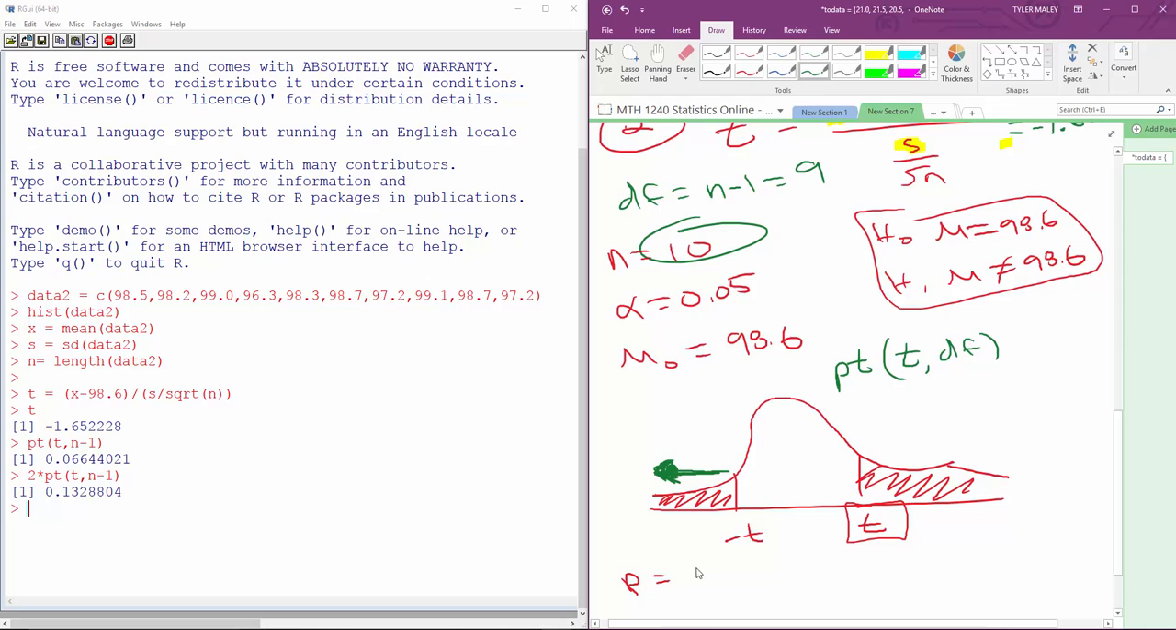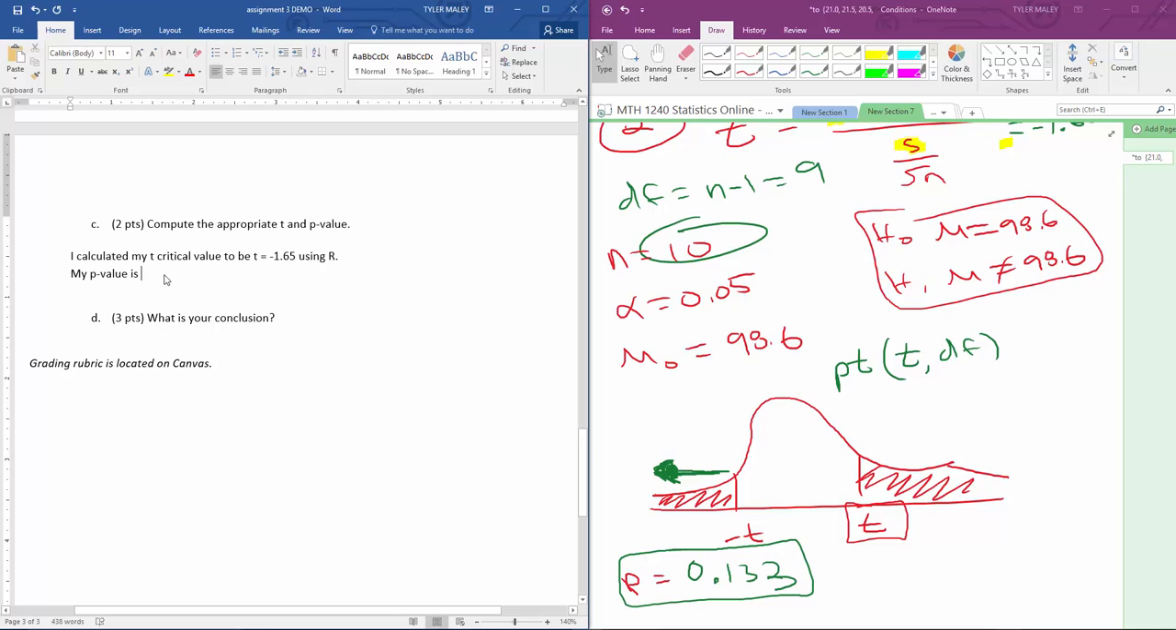So my p-value is 0.132, I guess this would be rounded to 0.133. So there's my p-value. Now I can go back into my Word document and say my p-value is 0.133.